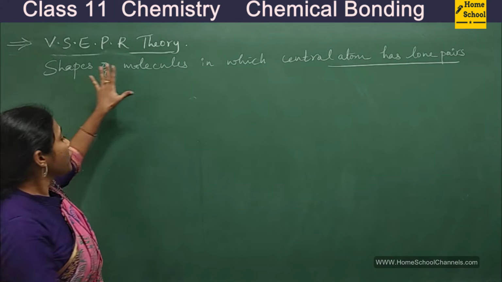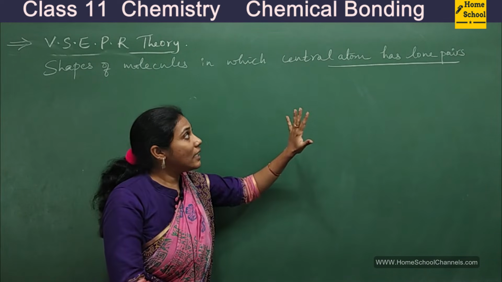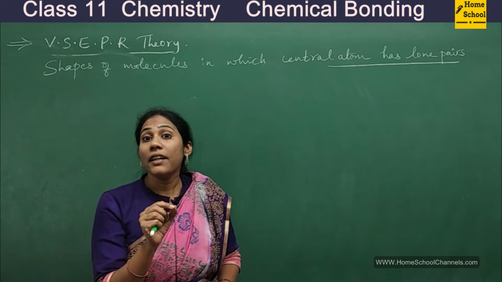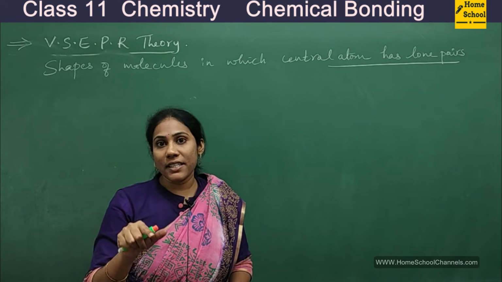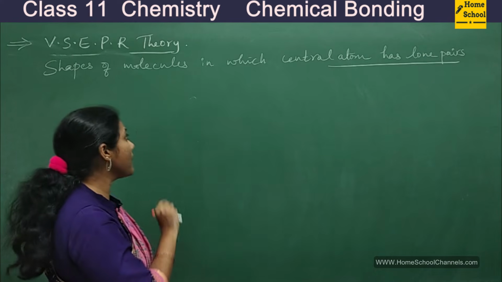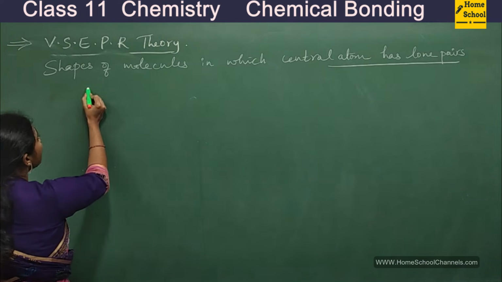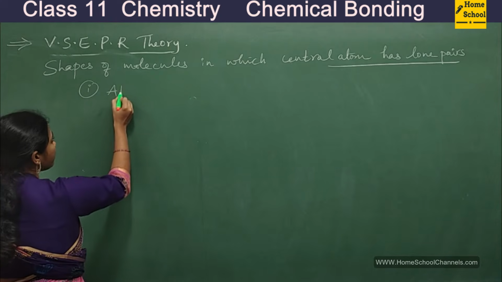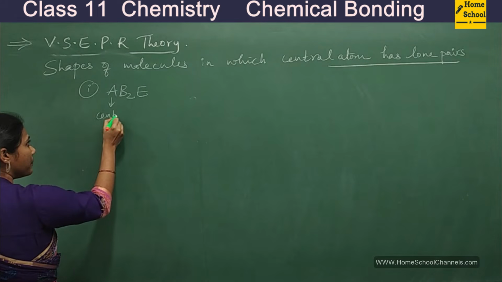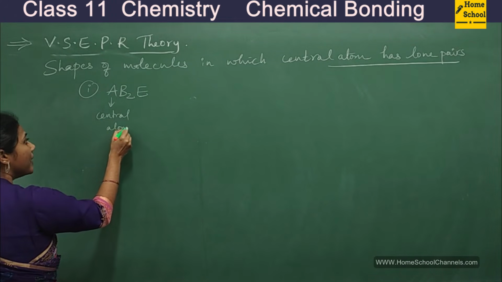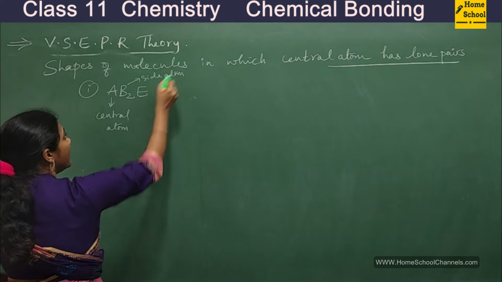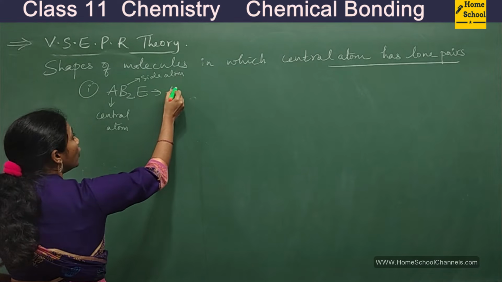See guys, under shapes of molecules in which the central atom has a lone pair, we are now going to discuss the shape of a molecule when lone pairs are there. I already told you lone pairs will disturb the shape. So just observe how it disturbs. Let me consider the first case, AB2E. What is A here? Some central atom. And what is B? Side atom. And E is nothing but the lone pair.